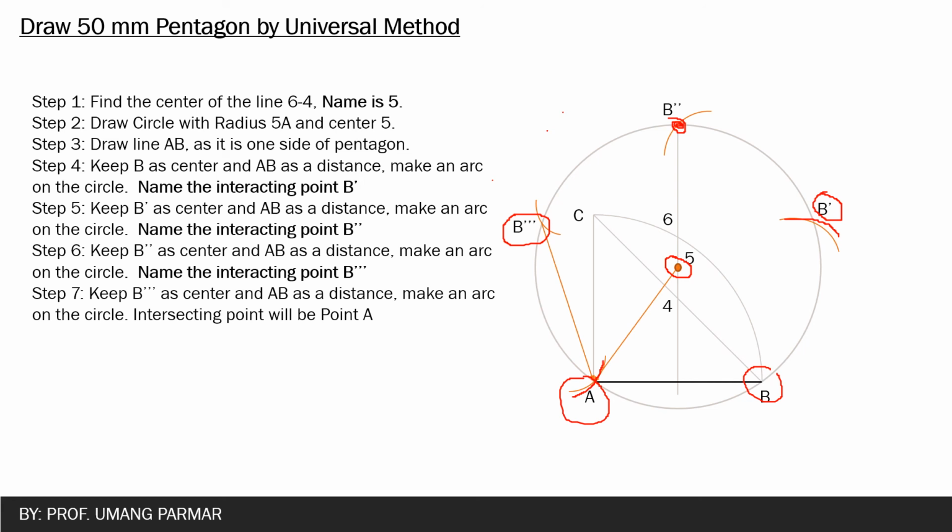So if we join all the lines, starting from AB and then point number B to B dash, B dash to B double dash, B double dash to B triple dash, and B triple dash to point number A, then your pentagon is ready. You can see that there are 5 sides, 5 equal sides, and 5 is the center point of your pentagon.